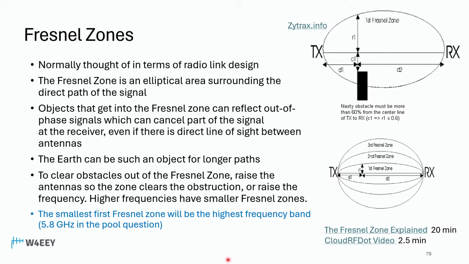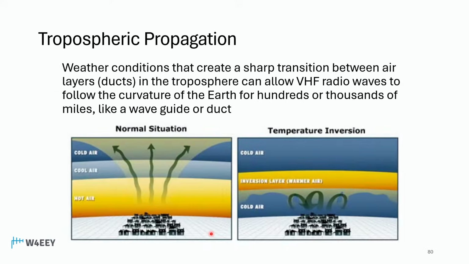So several links here if you want to learn more, but the pool question is pretty simple. All of that for that one question. Tropospheric. Now this is interesting. It's an effect that often happens on VHF or even microwave. Now normally when the Earth is heated, the Earth gets hot, and then we've got cool air and then cold air as we go up in the atmosphere.